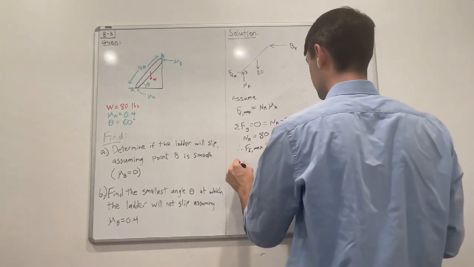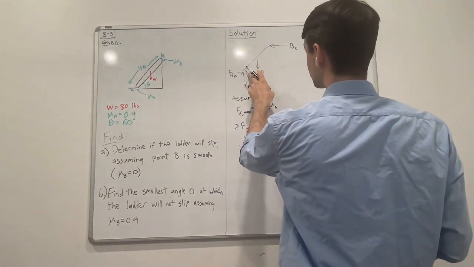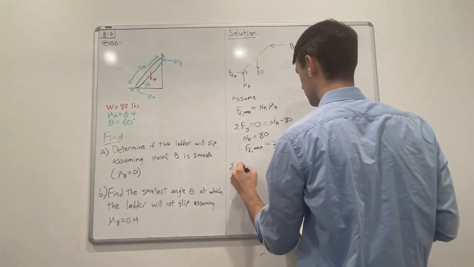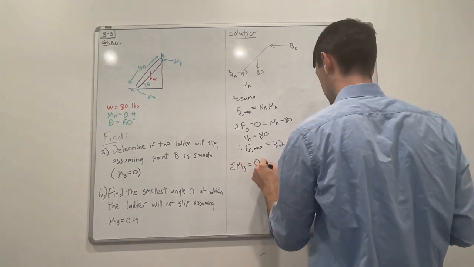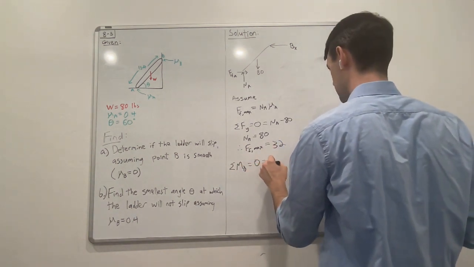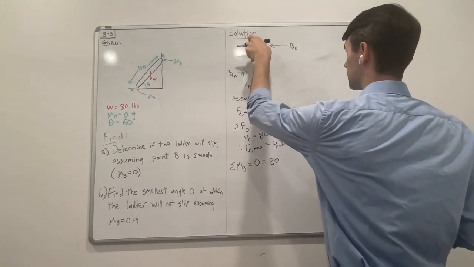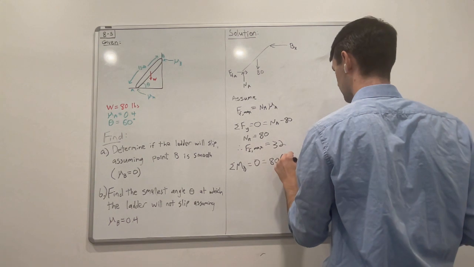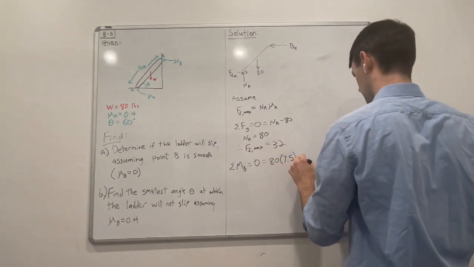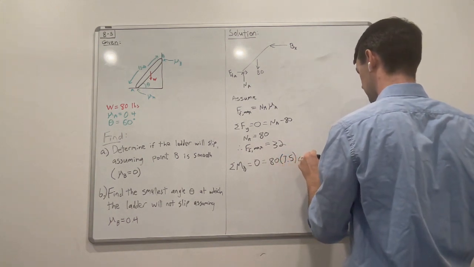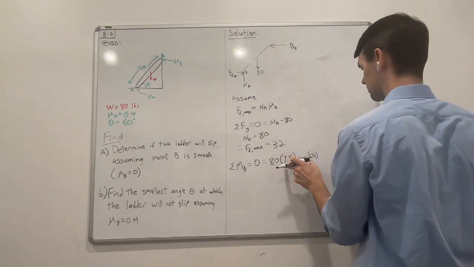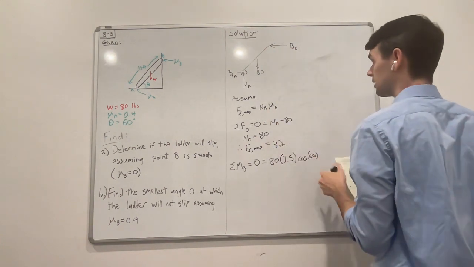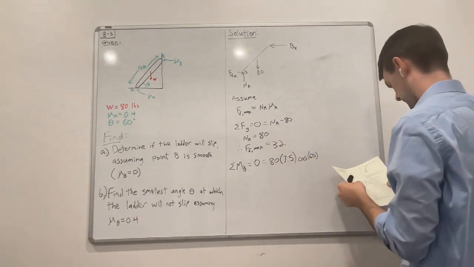So now we're going to look at the sum of the moments at point B because we're interested in finding the friction force. So we'll do the sum of the moments about point B equals 0. And what that gets us is we have 80, and that moment arm, that distance, is 7.5. So times 7.5, and we have to do cosine 60 to get the horizontal moment arm for that. And that's going to be, by right hand rule, positive.